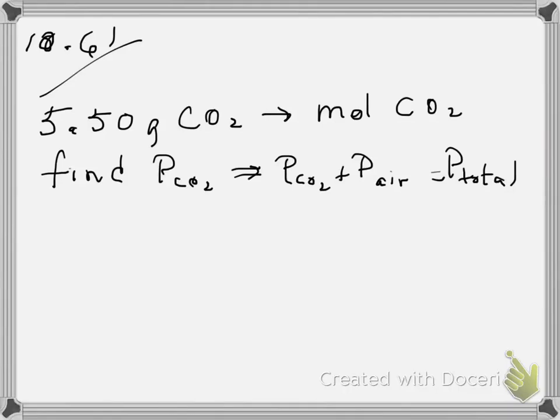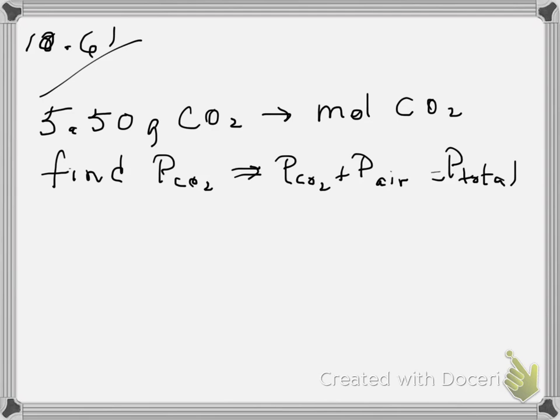Okay, so this is problem 10.61 where you're given a solid piece of carbon dioxide that has a mass of 5.50 grams, and it's going to be placed in a 10-liter vessel that already has air at 705 torr and 24 degrees Celsius. After the carbon dioxide is totally vaporized, what is the partial pressure of carbon dioxide and the total pressure in the container at that 24 degrees?